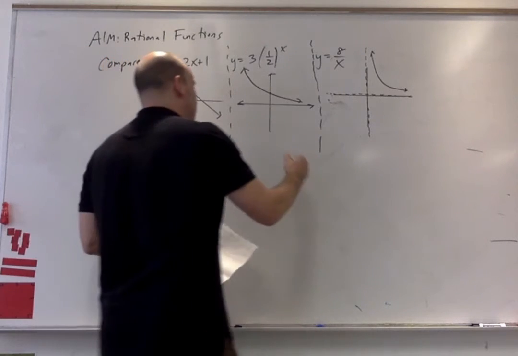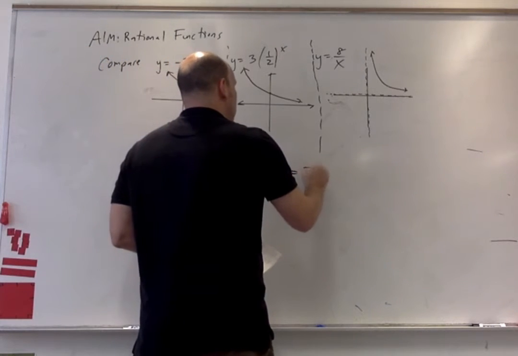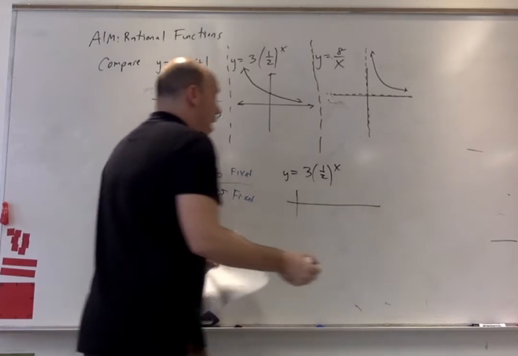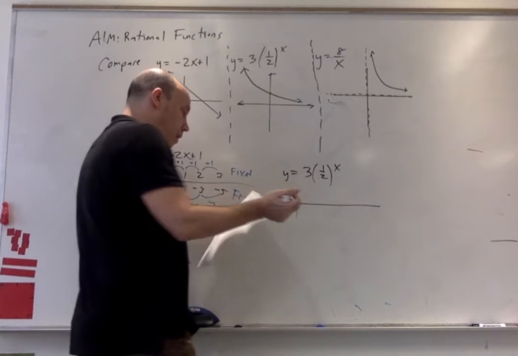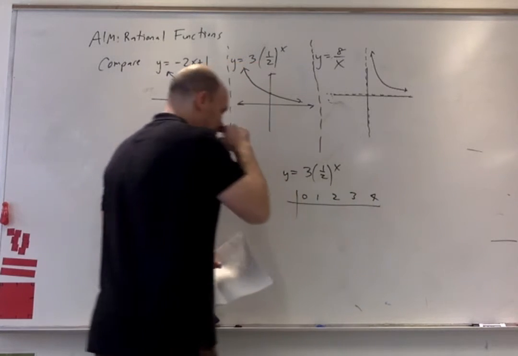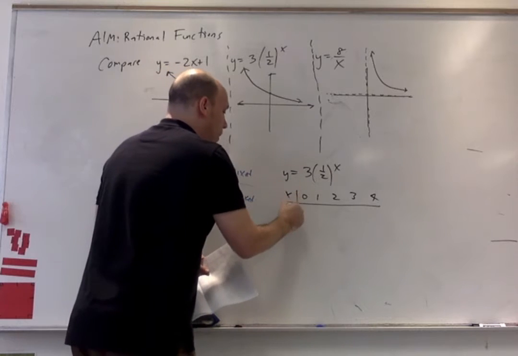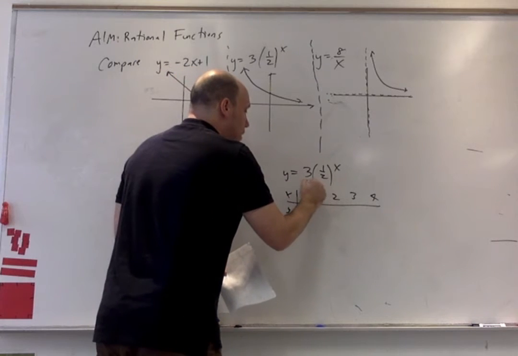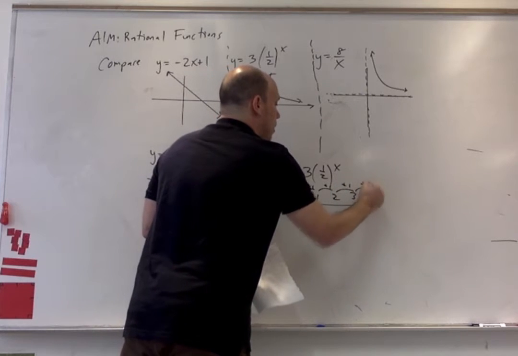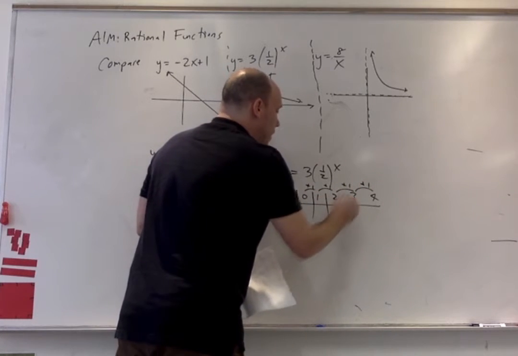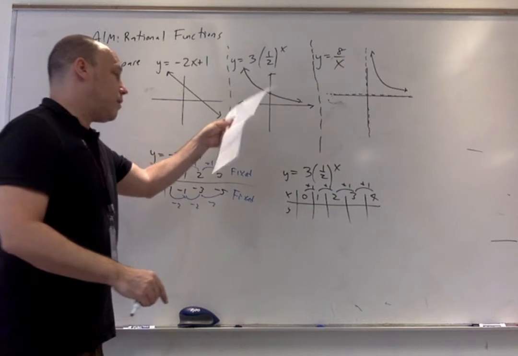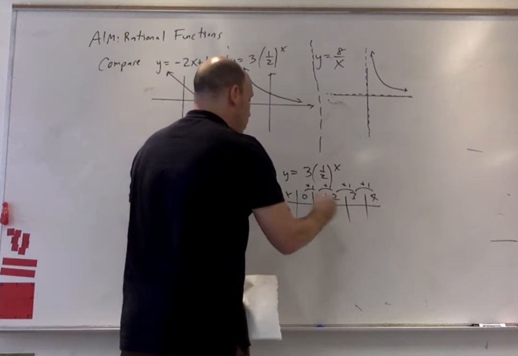Okay, let's take a look at the next function. y equals 3 times 1/2 to the x. Same idea. I'm going to do the same numbers: 0, 1, 2, 3, 4. And so once again, we see here this is fixed. But what's going on with my y? Well, when x is 0, I start at 3.